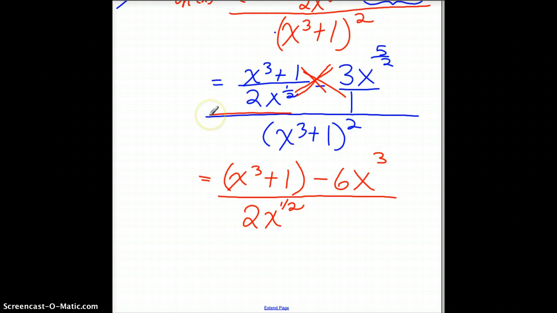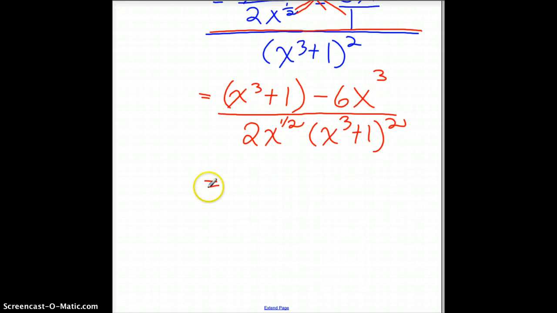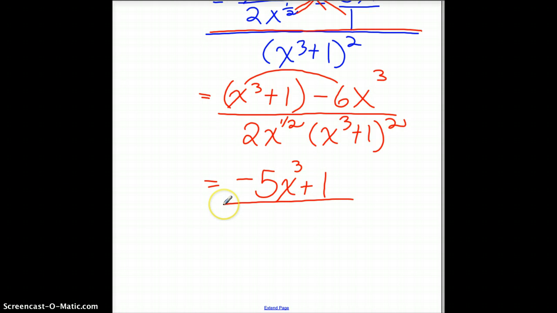And then don't forget, also on the bottom of the fraction, I have x cubed plus 1 quantity squared. So when I go and clean up the top of my fraction right there, I've got my x cubed minus 6x cubed, creating negative 5x to the 3rd power plus 1. On the bottom, I have 2. I have x to the 1/2.